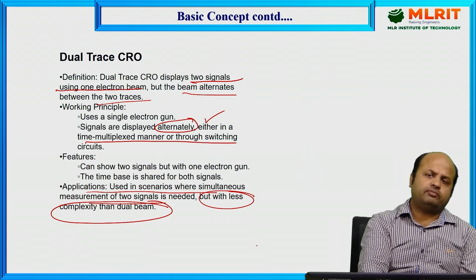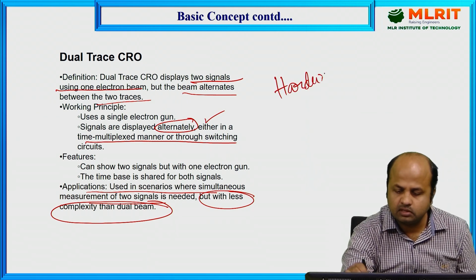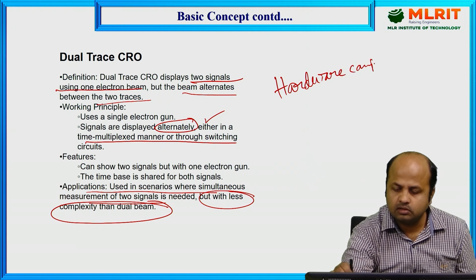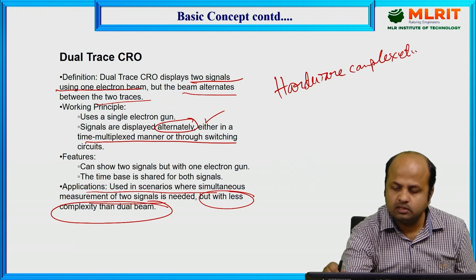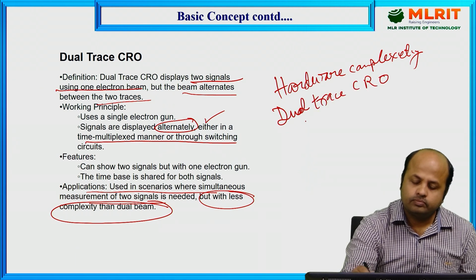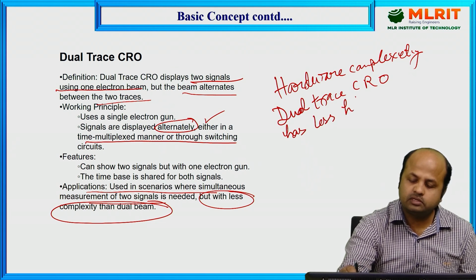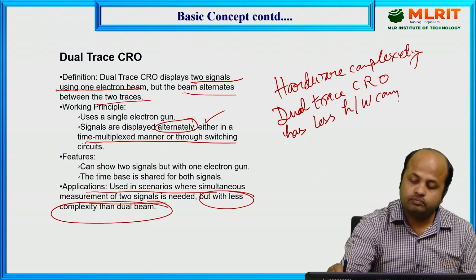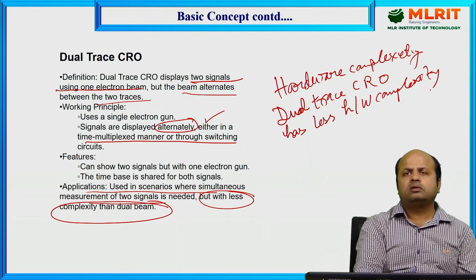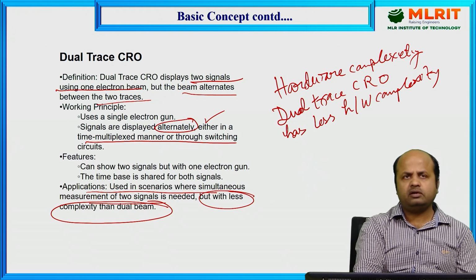So in terms of hardware complexity, dual trace CRO has less hardware complexity. That's why, depending on the purpose, we can use dual beam and dual trace.